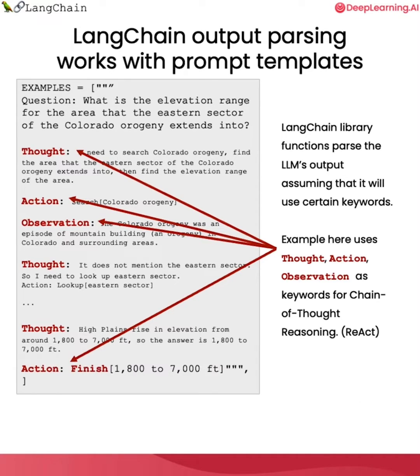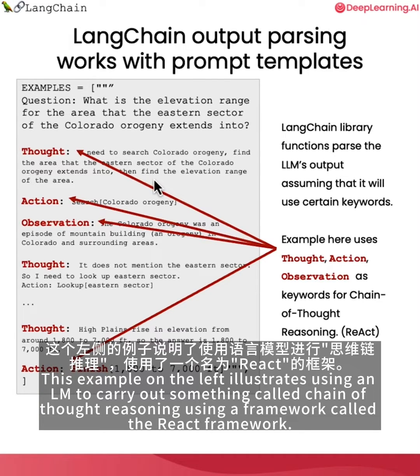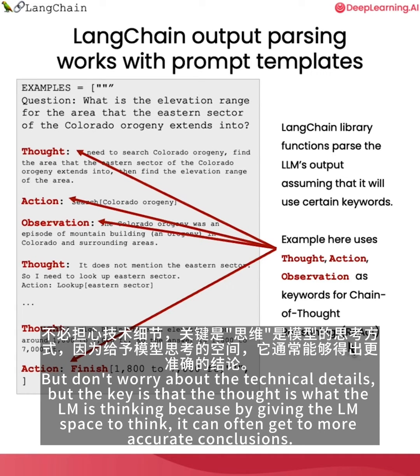But when you're building a complex application using an LLM, you often instruct the LLM to generate its output in a certain format, such as using specific keywords. This example on the left illustrates using an LLM to carry out something called chain of thought reasoning using a framework called the ReAct framework. But don't worry about the technical details. The key is that the thought is what the LLM is thinking, because by giving an LLM space to think, it can often get to more accurate conclusions.